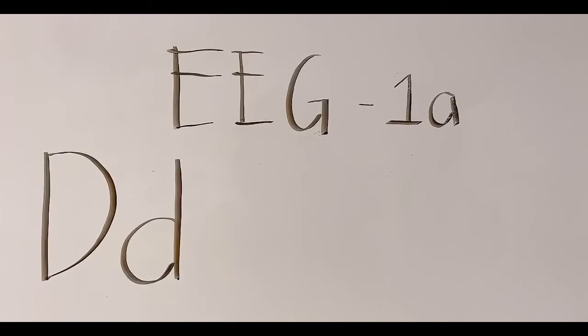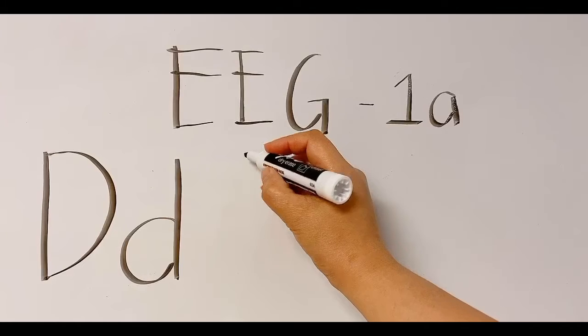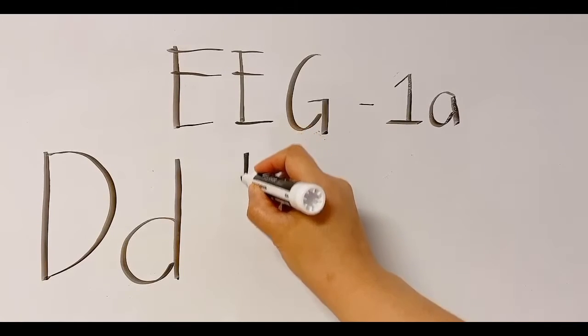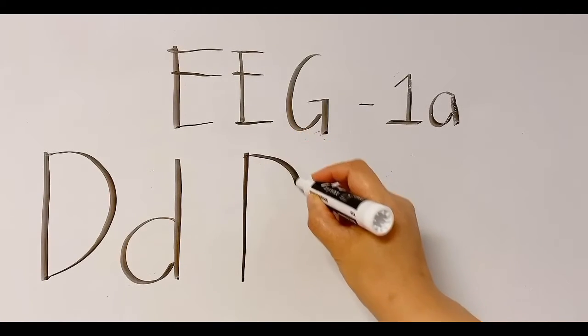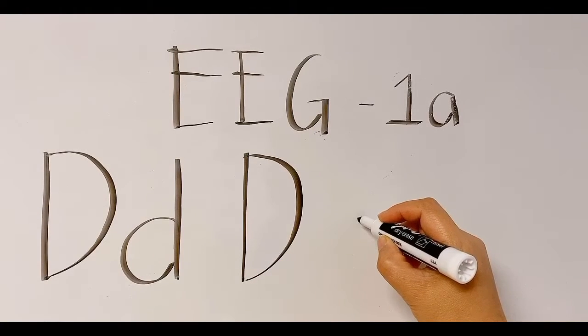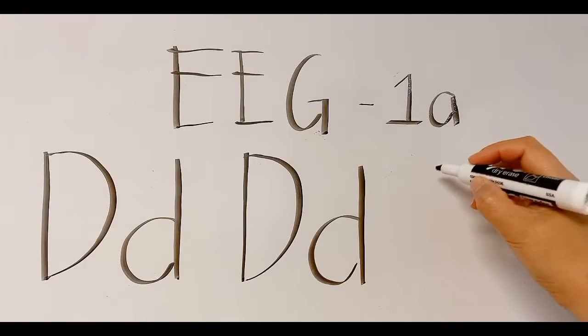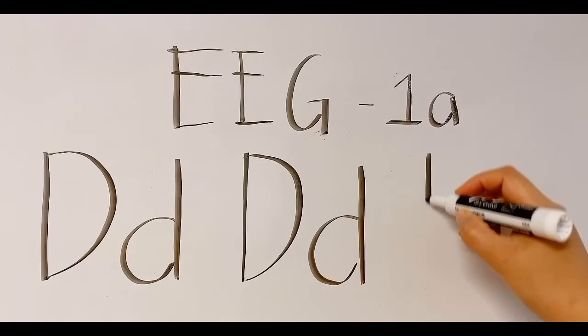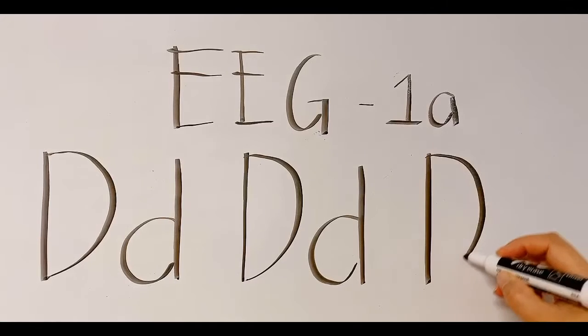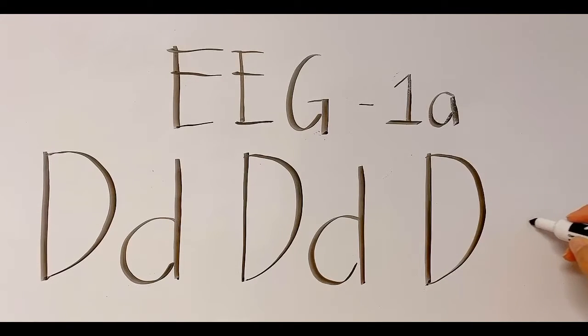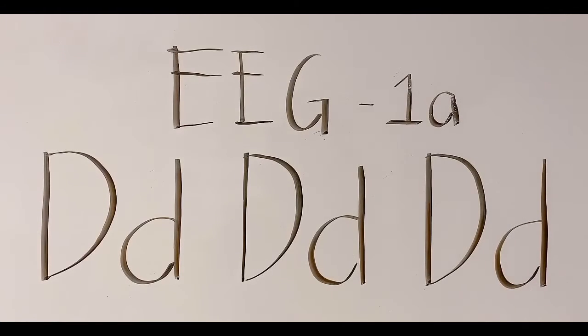now let's write the letter D. Capital D, small d. Okay, that's right. Capital D, small letter D. Good. Again, capital D, small letter D. Very good.